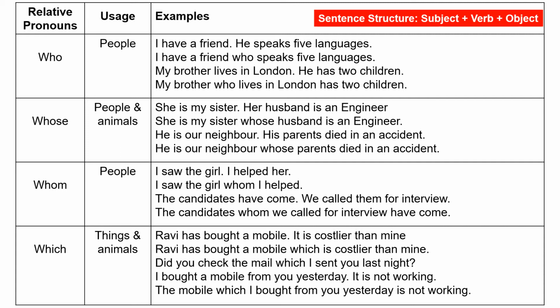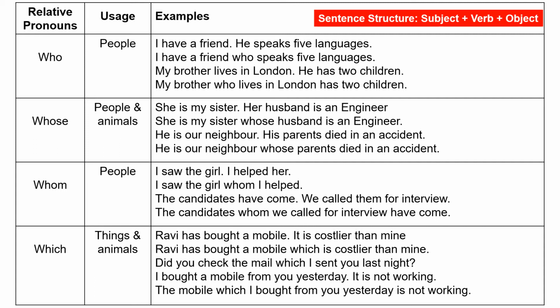First sentence, I have a friend. And in the next sentence, he is a subject. So in the place of he, we use who. Who is used in subject position. I have a friend who speaks 5 languages. It is one method. In this way, who is used to connect two sentences and it is used in the middle of a sentence.